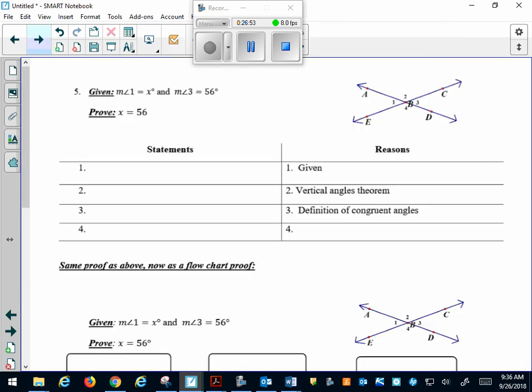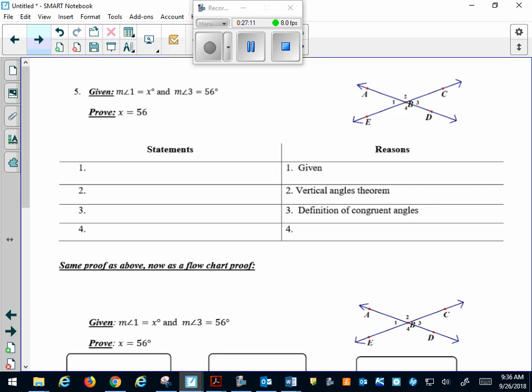All right, so let's write some proofs. For the first few, we're going to do them first as a 2-column and then as a flowchart. Like I said, eventually we're just going to transition into all flowchart.